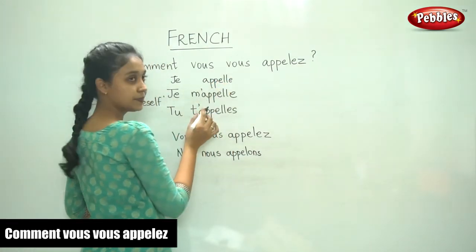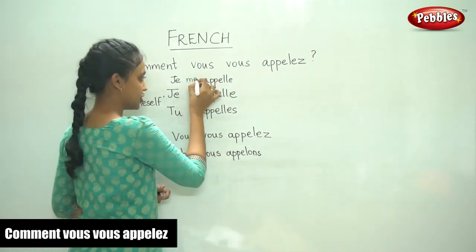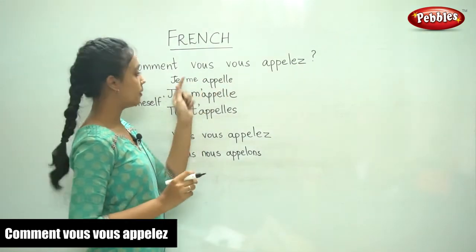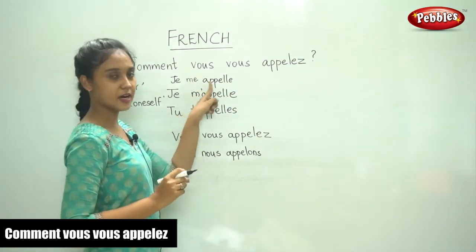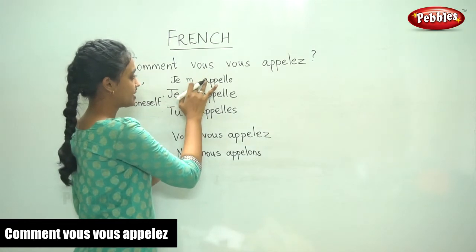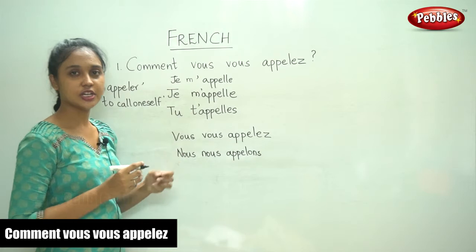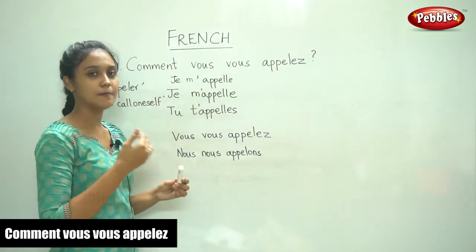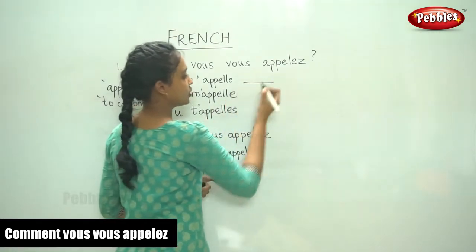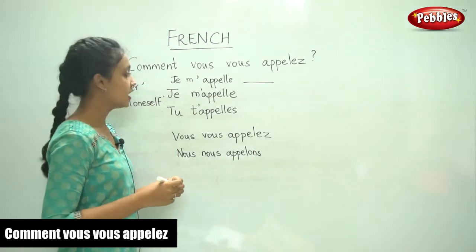myself. Je m'appelle. But since there is a vowel clash here, we replace this with an apostrophe. So, je m'appelle. I call myself, and then you say your name.